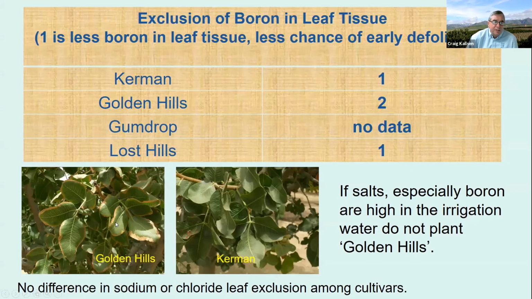So this is showing some leaves fairly early in the season. I think this is July or whatnot. And this is an area with low boron in the water and low boron in the soil, although there's a lot of unavailable boron in the soil that I think is leached out with acid fertilizers and whatnot. But where you have a lot of boron in the water or a lot of salts in general, I would not plant Golden Hills.